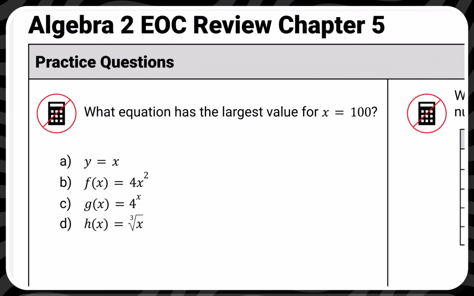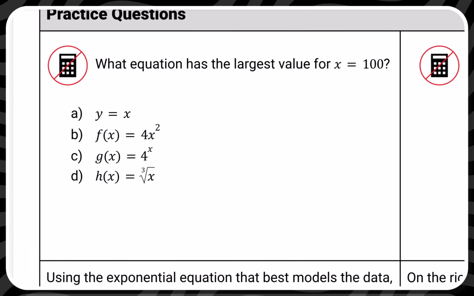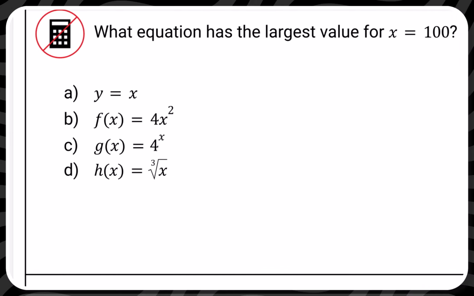All right, we're ready to do some practice questions on the back of Chapter 5. This first one, we don't have access to a calculator. It's because we don't need one. Basically, it's just asking you which one has the greatest output whenever you have a large x value. That could be 100, it could be 1,000, it doesn't really matter.